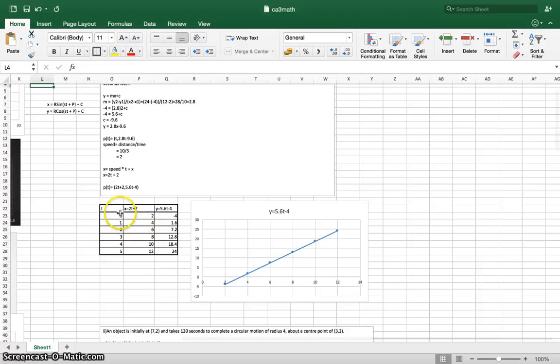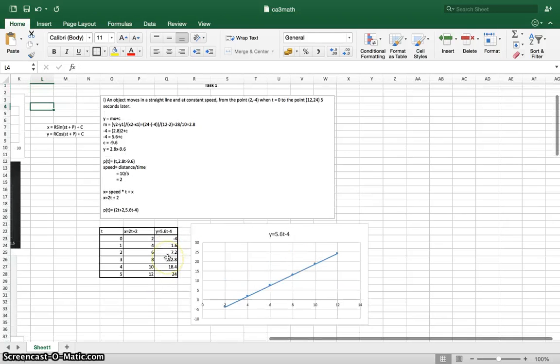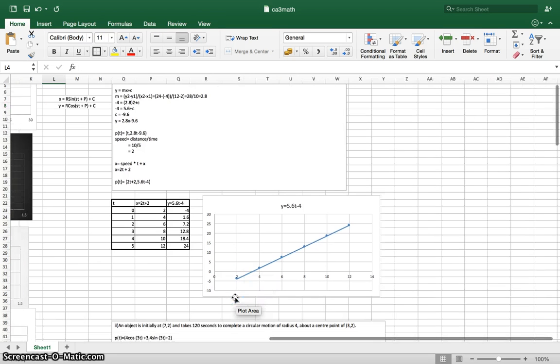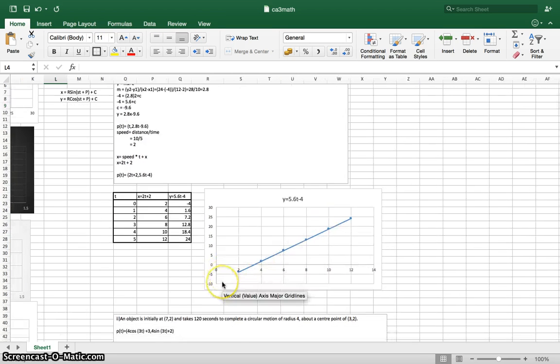First we get the t, which is 0, 1, 2, 3, 4, 5, the 5 seconds. Then there's 2t + 2, which is 2, 4, 6, 8, 10, 12. And you can get the x value and the y value, which is 5.6t - 4, which is -4, 1.6, 7.2, 12.8, 18.4, 24. And you get the graph, which is like this. This graph shows a constant increase of distance over time. So they covered like this.